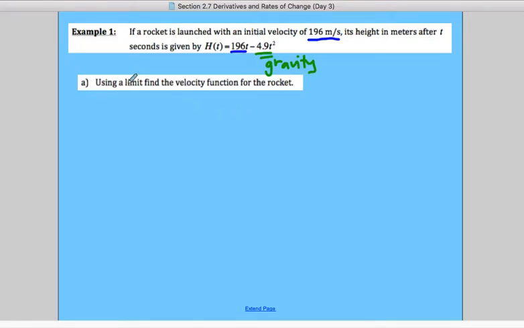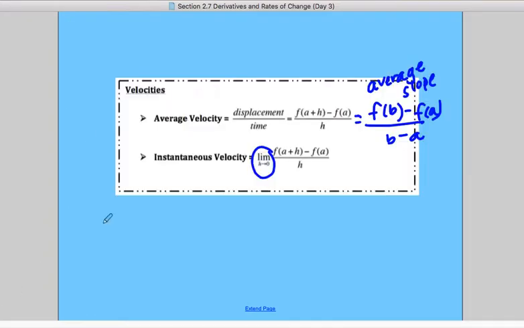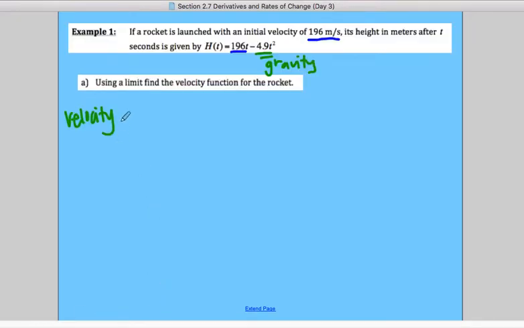So we want to find, using a limit, the velocity function for the rocket. In order to find velocity, that is this instantaneous velocity, we're going to use this equation. One thing to also take note of is this is also what we used yesterday, or in our last lesson, to find the derivative at a. So derivative and instantaneous velocity are the same thing. So velocity is really equal to the derivative of capital H of t.